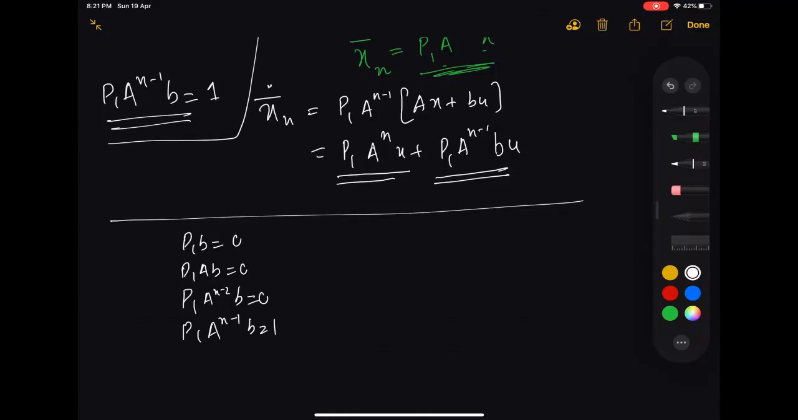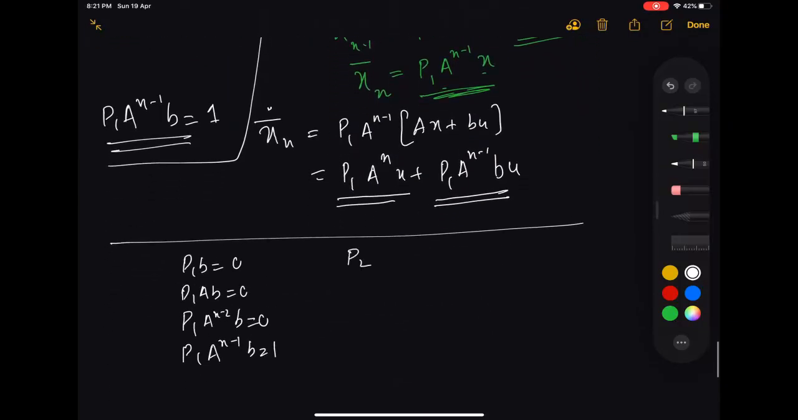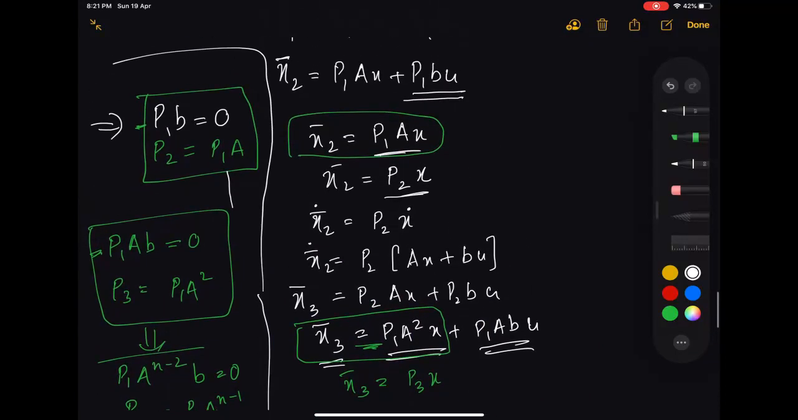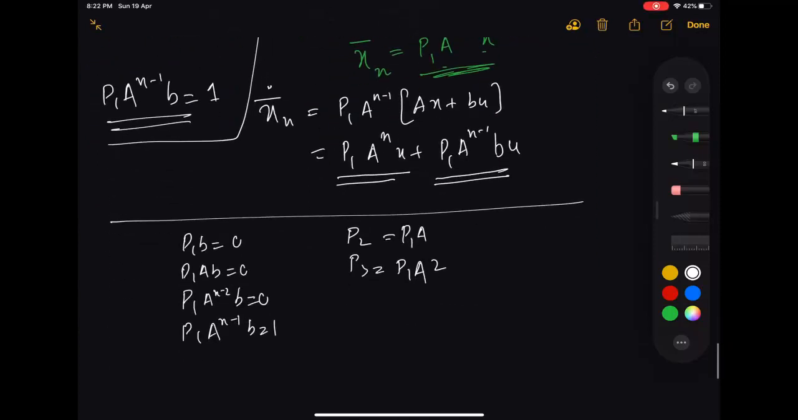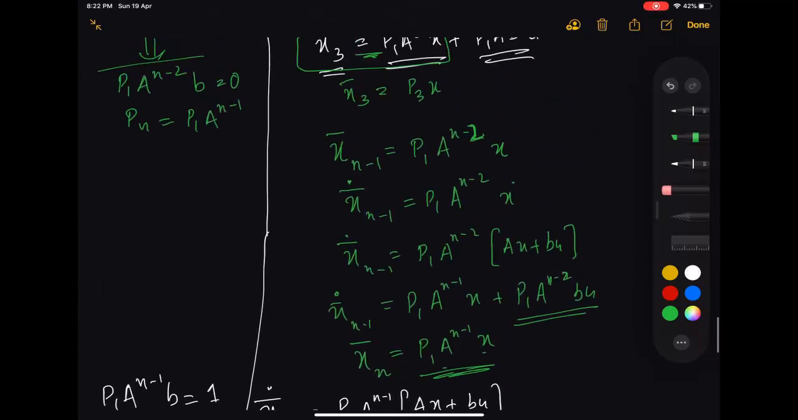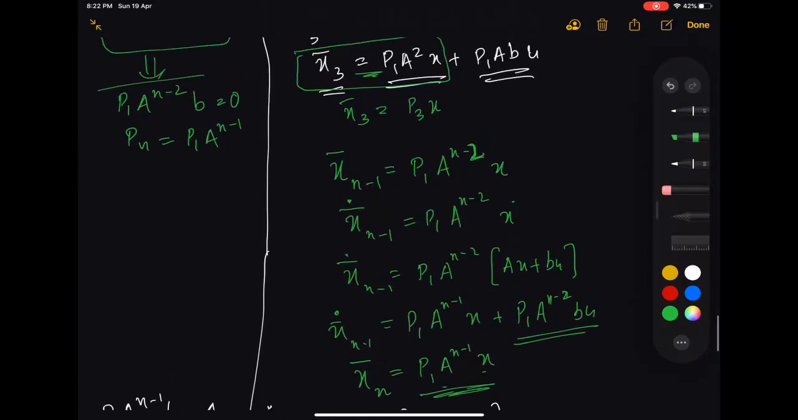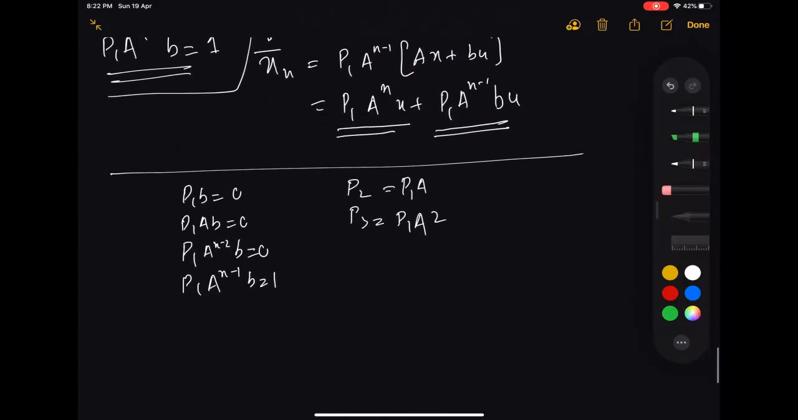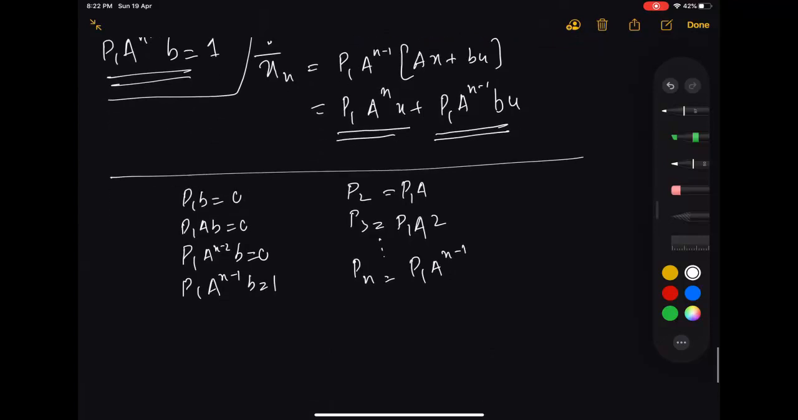And the other thing that you'll write is p2 is equal to p1a, p3 is equal to p1 A square here, and then this is going to continue. Pn is equal to p1 an minus 1, right?